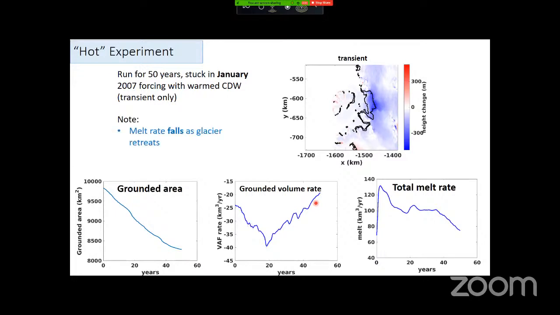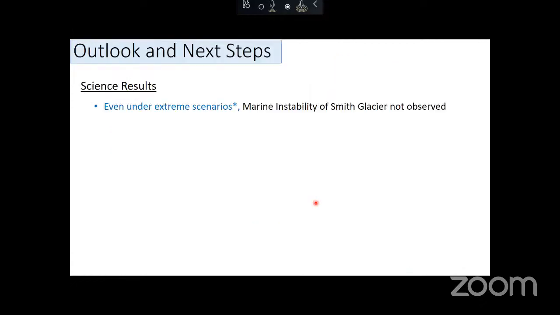Something to note is that the melt rate falls as the glacier retreats and the grounded mass loss slows, as in other experiments. So in all these experiments, I'm not seeing anything like complete marine ice sheet instability. I'm seeing interesting behavior, but I'm not sure that, at least over the next 50 years, there is potential for marine instability. It could be that farther on into the future, things could happen. So the result of this study is that even under extreme scenarios, marine instability of the Smith Glacier is not observed over the 50-year timescale.